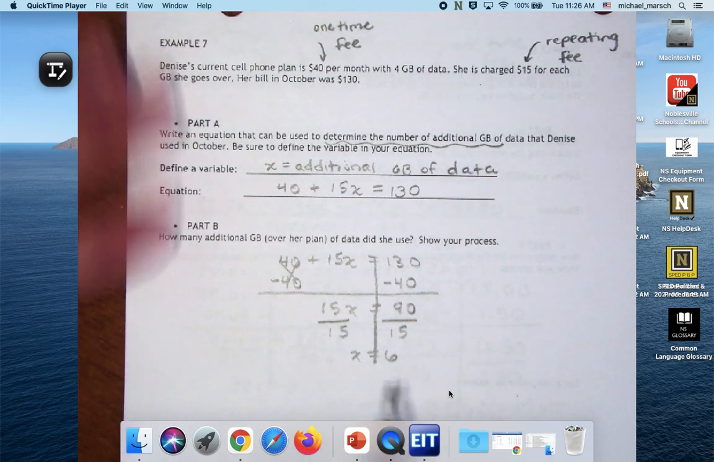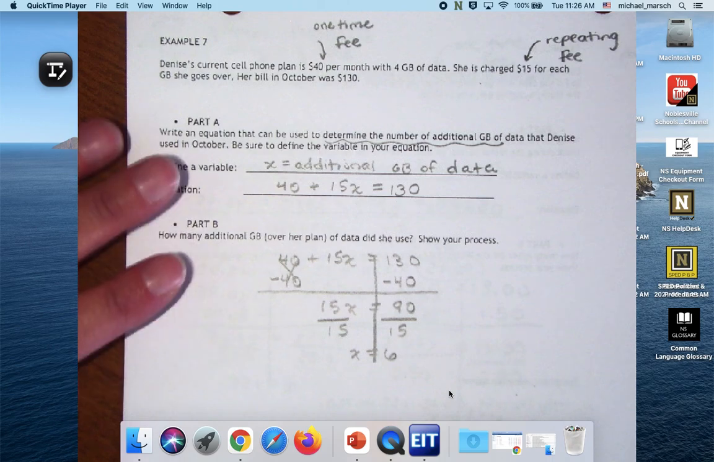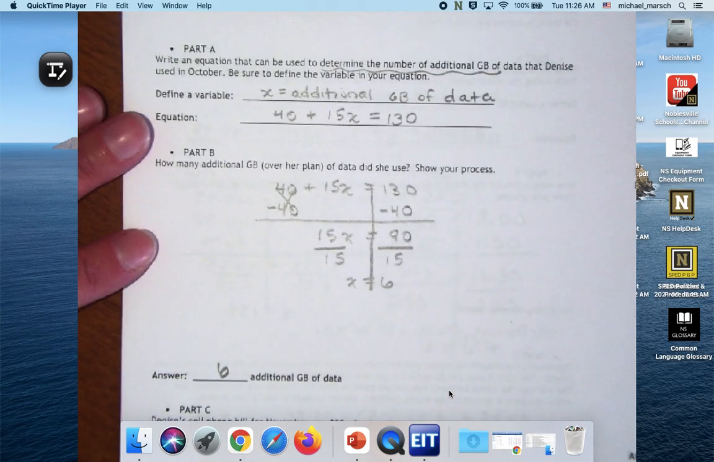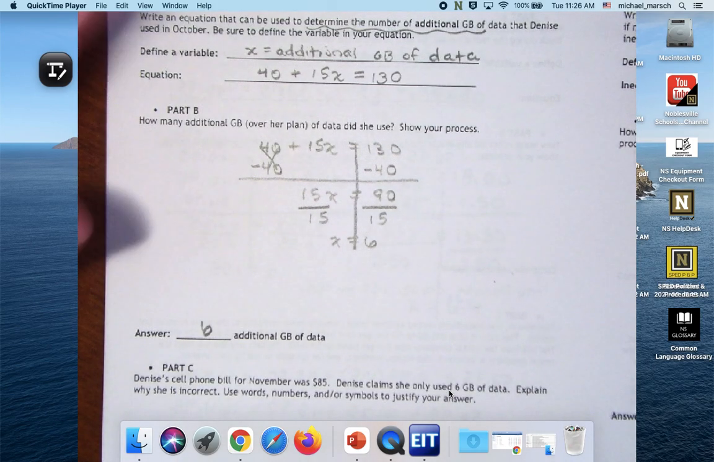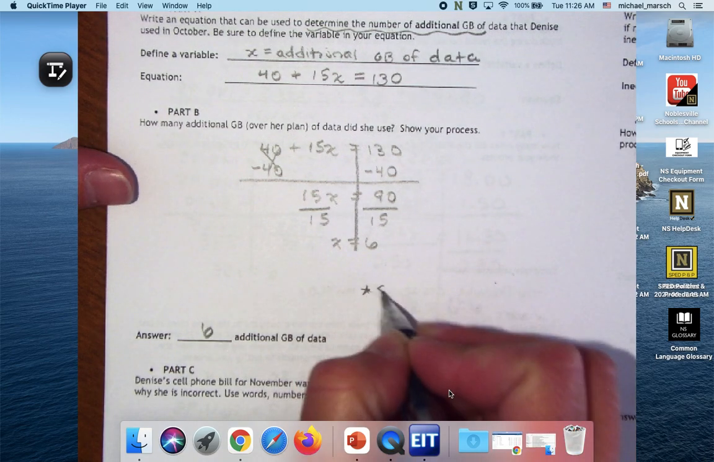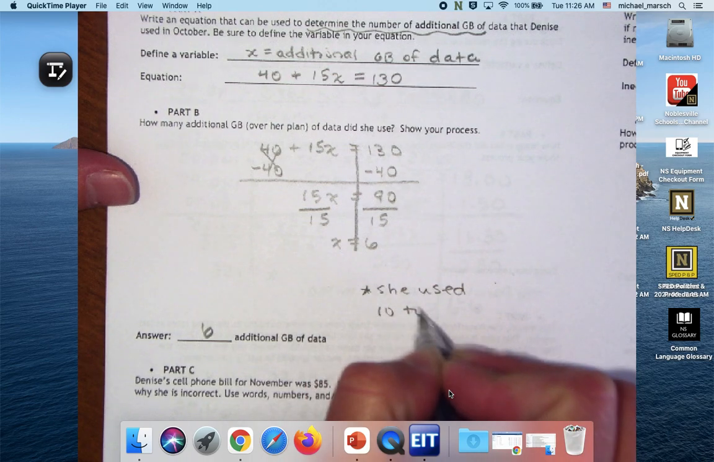Okay, so this 6 stands for additional gigabytes of data. So our answer down here is 6 additional gigabytes of data. So how many total gigabytes did Denise use? 10. How'd you get 10? Because you have to add the 4, because that's what she already paid. And you just found out how much more. Good job.